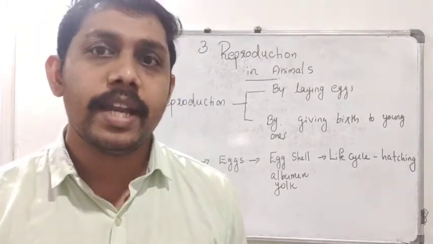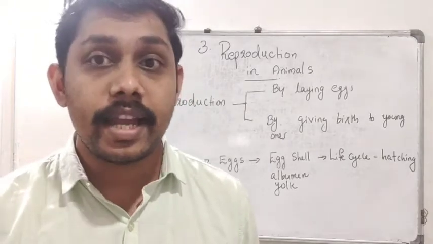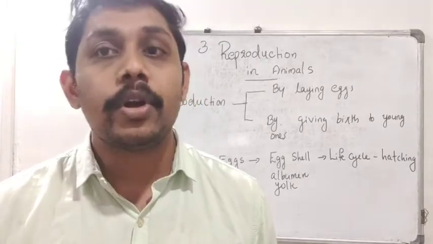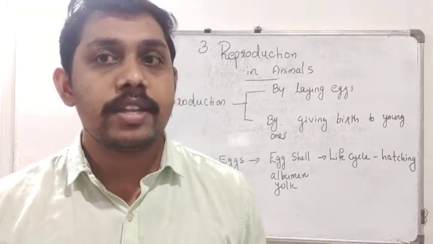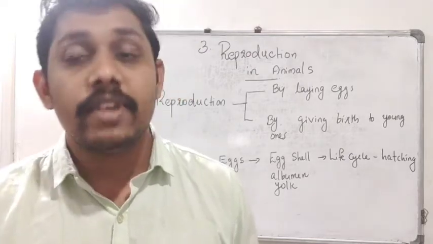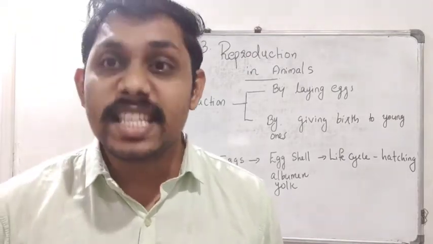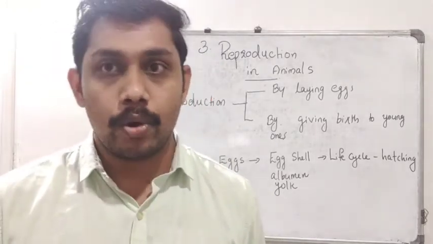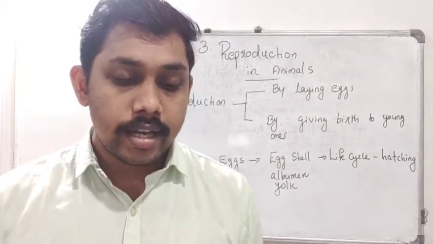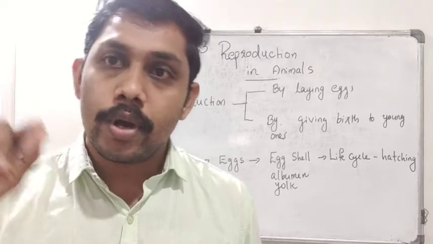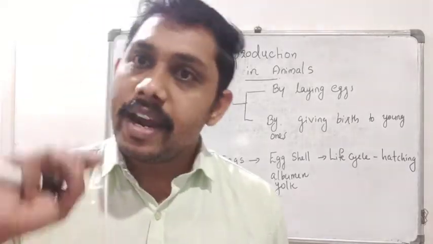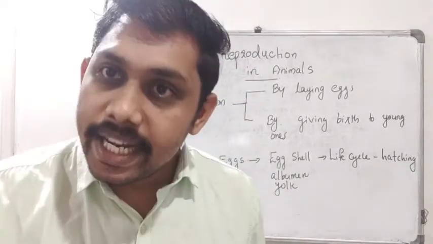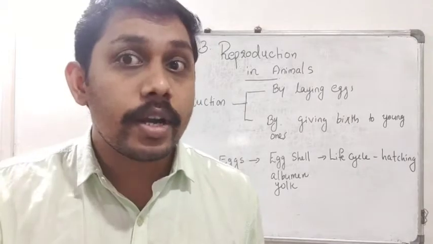So an egg has mainly three parts: eggshell, albumin, and yolk. The protective shell is called eggshell, and there is a jelly-like substance called albumin. Within the albumin we can see the yolk. This yolk provides food for the younger ones and for the embryo. The embryo is also called a growing baby. The growing baby develops into a chick, and then the chick develops into the adult. So this process is called a life cycle.